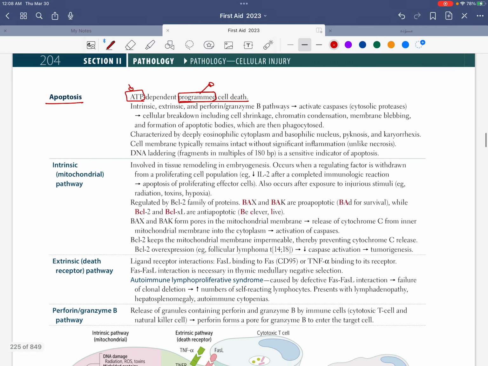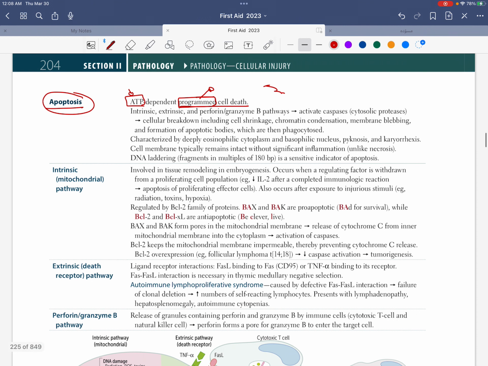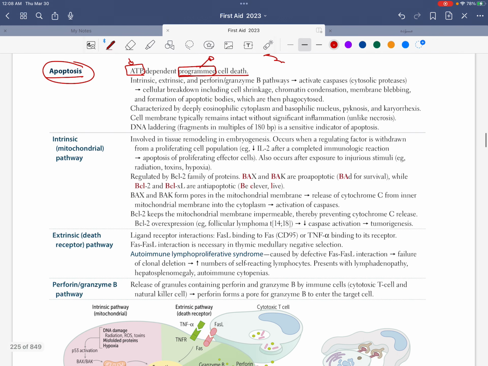That's why it's something that we do program. It's not because of something that we did not expect. That's the main important thing about it. The body requires this process in order to organize its contents. Even though it's programmed and decided, it still happens for multiple reasons or through multiple pathways.